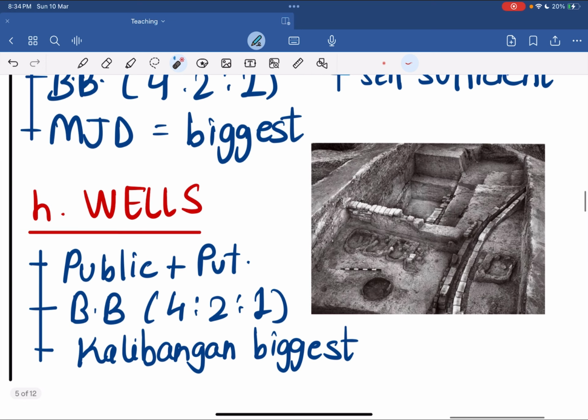Now when we talk about wells, public and private wells have been excavated so far. They were built with burnt bricks, again set in mortar. Mortar is what? It is a gypsum-type material. Wells were predominantly found in circular shape. There were other shapes too, rectangular, as we can see in this picture. Wells were predominantly circular in shape. The biggest well that has been excavated so far is from Kalibangan. Evidence of public pools has also been found from the sites of the Harappan civilization.